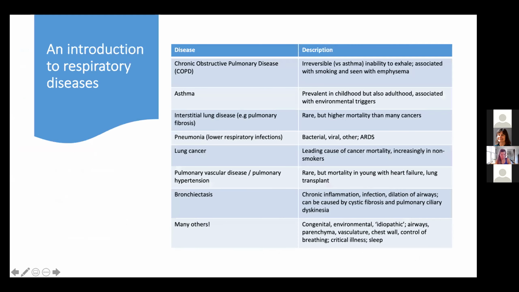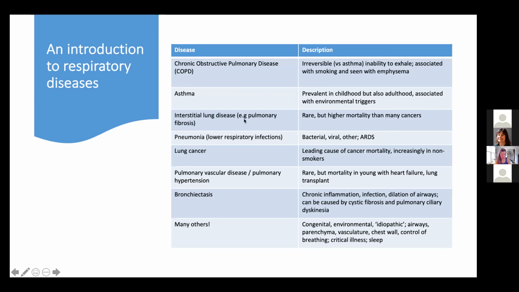I wanted to scan through a couple of the respiratory diseases that we consider. So chronic obstructive pulmonary disease is what I study. It has some similarities to asthma. The difference is it's really an irreversible inability to exhale. People usually associate it with smoking, and it's seen in conjunction with emphysema. So when people talk about emphysema, they often also talk about just COPD generally. I think asthma, many of us are familiar with. It's prevalent in childhood, but also adulthood, and people often associate asthma with other environmental triggers like allergens.